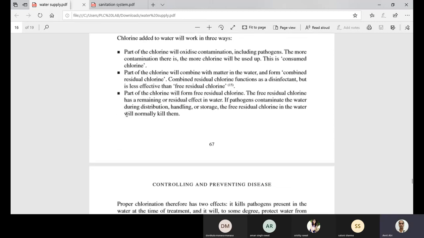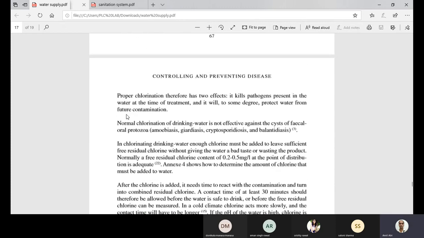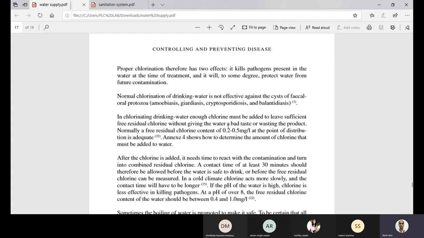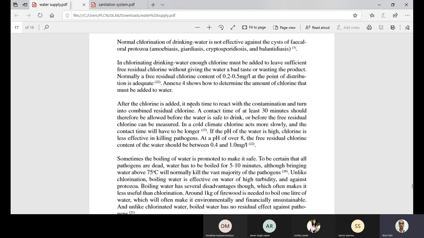Chlorine is one of the main parts of the water treatment process. It kills pathogens present in the water at the time of treatment and will protect water from future contamination. Although some types of pathogens can survive, the amount of chlorine added to the drinking water should be as per the specified norms. If it is less, the effect on the pathogens won't be enough for them to die out, so that will not serve the purpose of maintaining water quality, or making it drinkable.